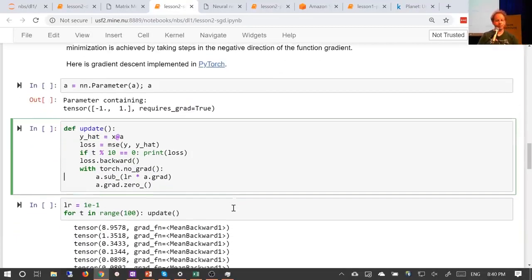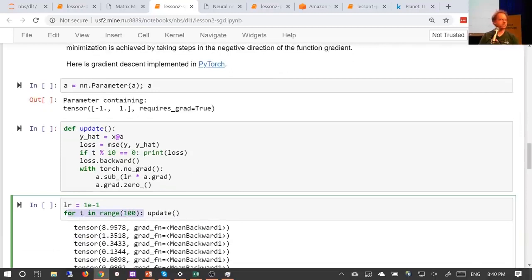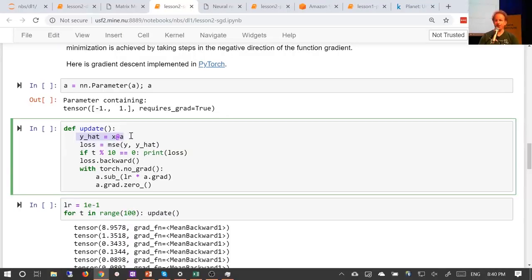So here's what we're going to do. We're going to create a loop. We're going to loop through 100 times, and we're going to call a function called update. That function is going to calculate y hat, our prediction. It is going to calculate loss, our mean squared error. From time to time, it will print that out so we can see how we're going. It will then calculate the gradient. And in PyTorch, calculating the gradient is done by using a method called backward.